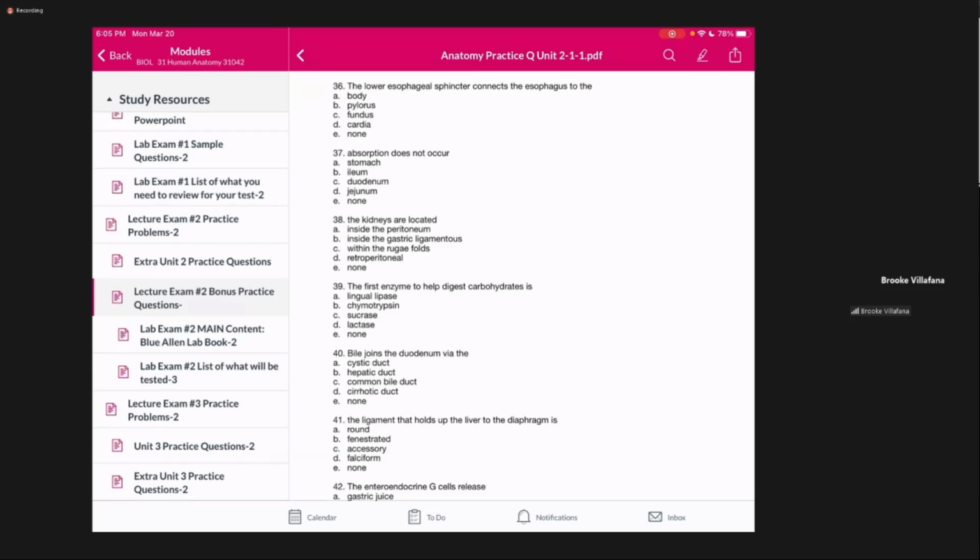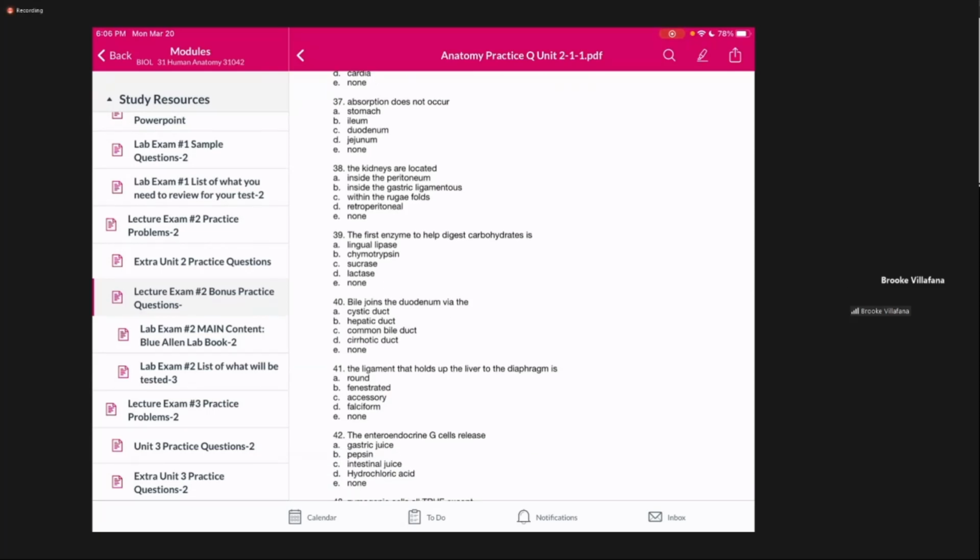Question 37, absorption does not occur in which of these? If you said A, stomach, that would be incorrect. If you said C, duodenum, that would be correct. Remember that the duodenum is the first part of the small intestine, and the duodenum does not perform any absorption. It is the site for chemical digestion, or the breakdown of food. There is a tiny bit of absorption that does happen in the stomach. So C, duodenum would be the correct answer. Absorption does not occur in the duodenum.